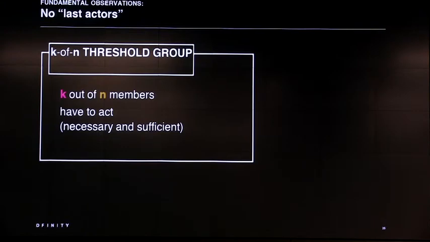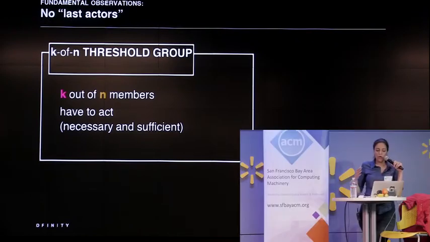Let's do an example for encryption. For example, I can have a k out of n encryption group where if k of my members participate in the encryption together, the k is enough and sufficient. And the k is necessary to encrypt the message. They have to be at least k members, and they are enough to encrypt the message.